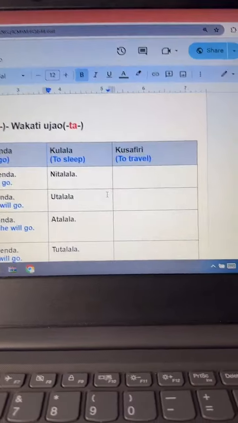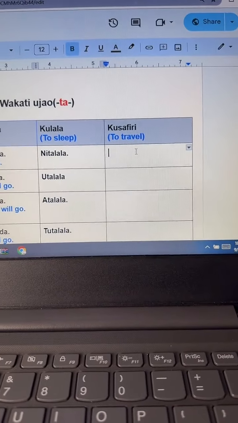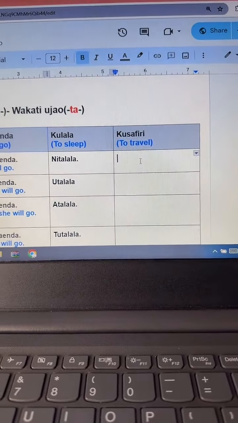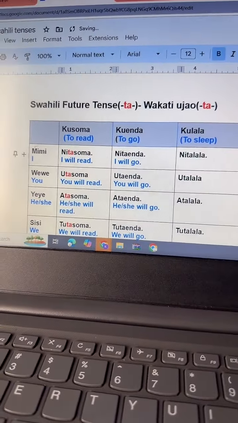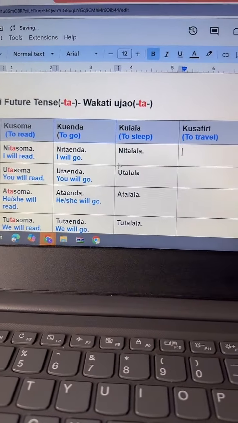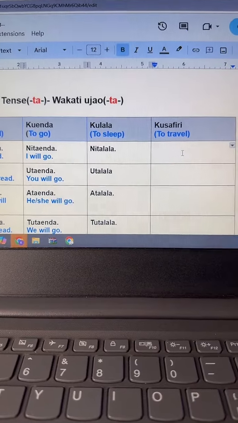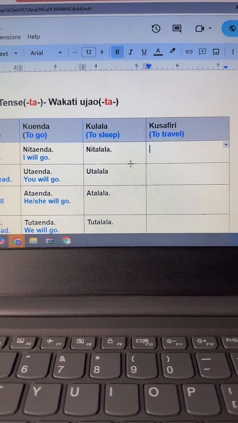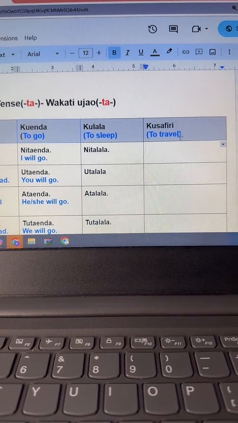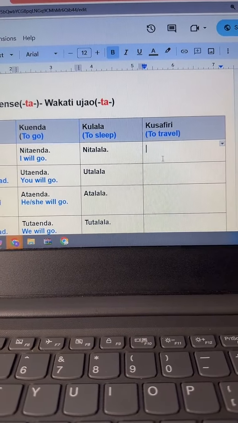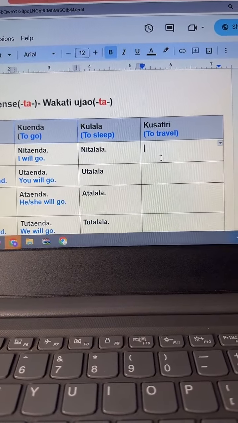Asante sana. Now we have another verb, kusafiri. Kusafiri means to travel, and we're here at mimi. How do we say I will travel? Mimi. The verb is kusafiri, to travel. I will travel. Mimi.